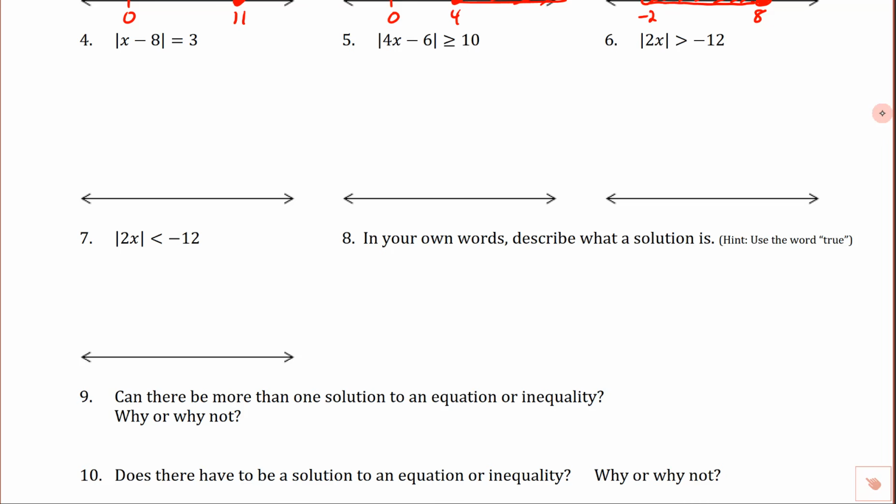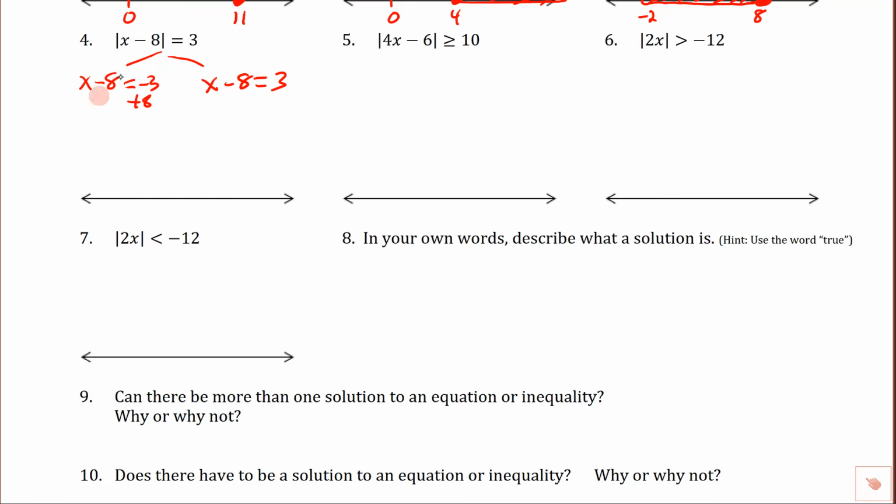Remember, we've got an absolute value equation here. It's already isolated, so we can break it into the two cases. So we get x minus 8 on this side equals -3. That represents going to the left. And x minus 8 equals +3. That represents going to the right of 0.